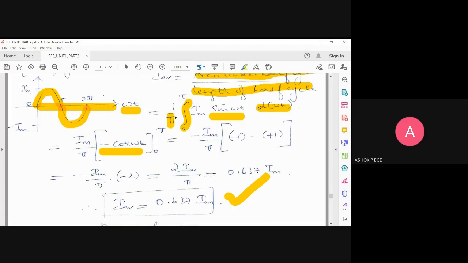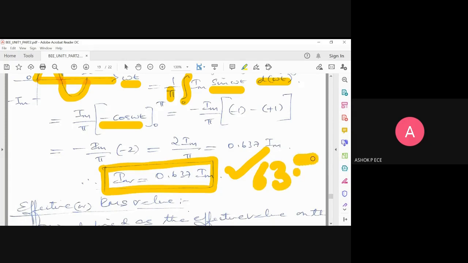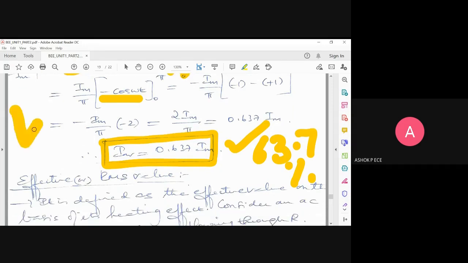So for the sine waveform and cos waveform, the average value is 0.637 Im. This will not change. It is always going to be the same for sine and cos. Or I can say the average value is 63.7% of your peak value. Even if you find V average, it is going to be the same thing: 63.7% of Vm.